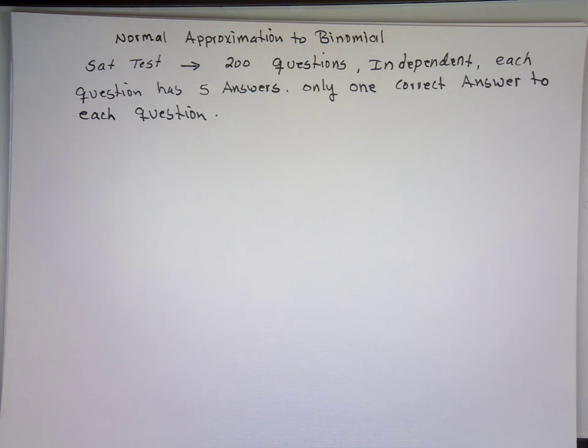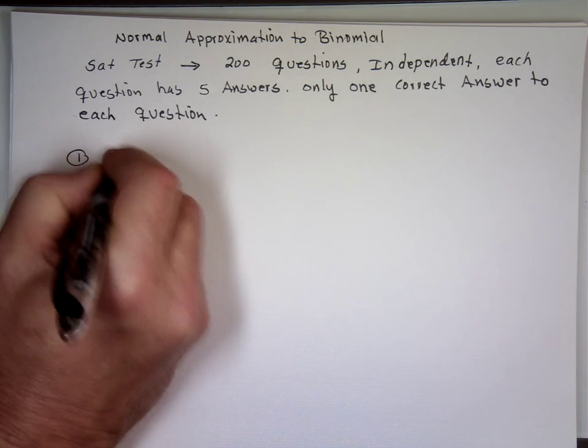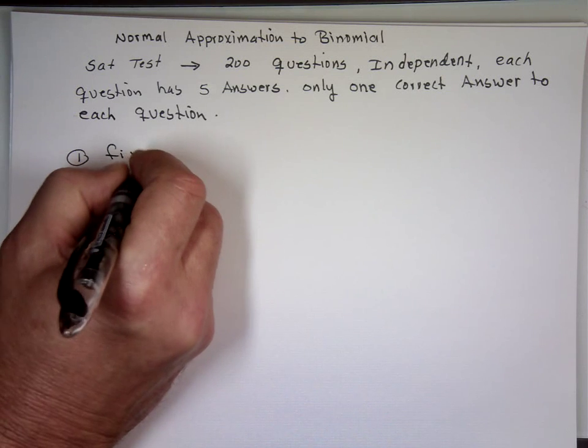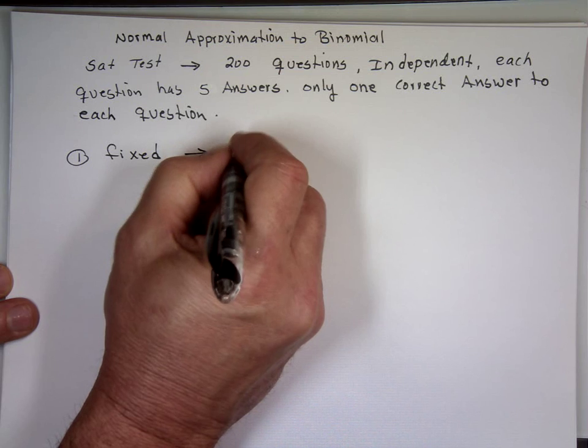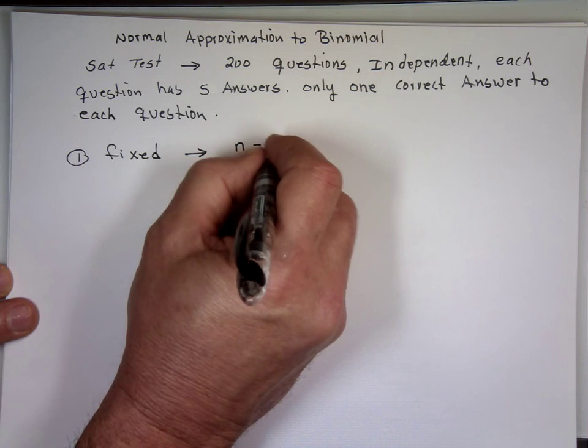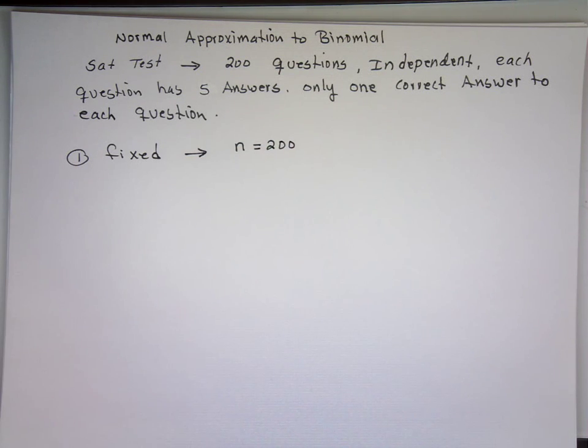Well, everything I wrote there, there's a purpose to it. What I wrote there, I try to make that test fit binomial. Why? Do you have a fixed number of questions? Yes. That's the first step for binomial. Must have a fixed number. And that's n equals 200.